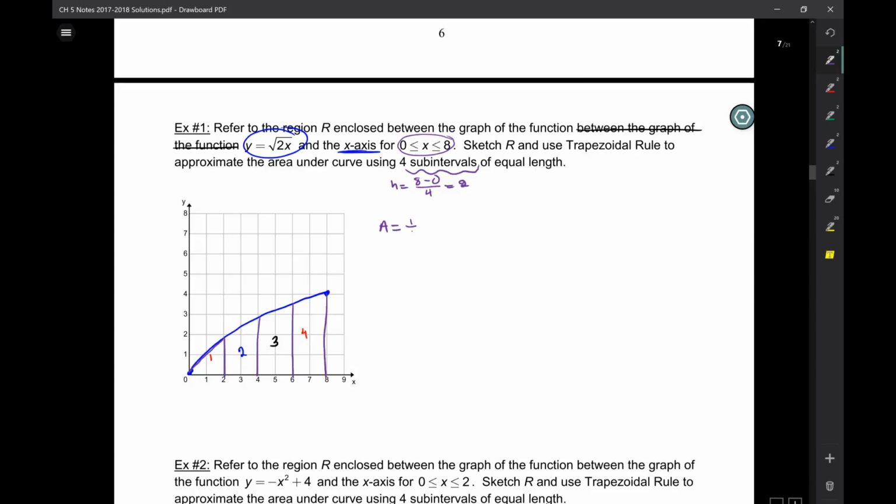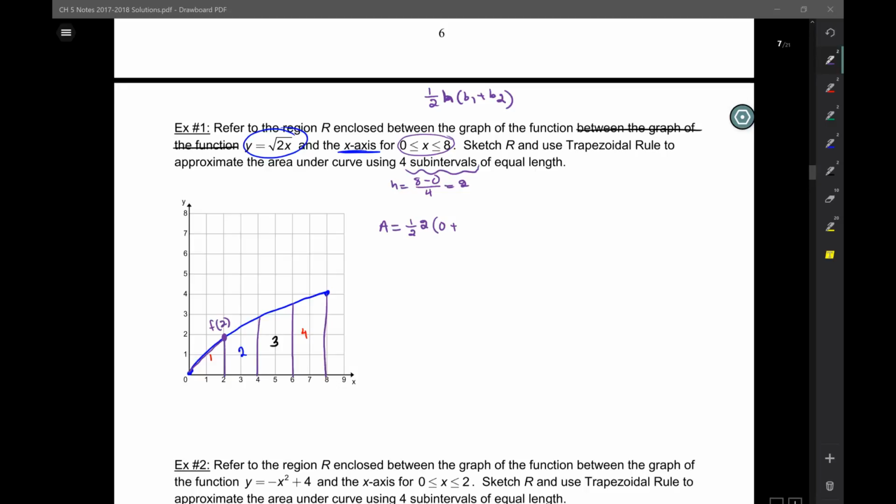It's going to be half times 2 times what? 0. Base 1, which is 0, plus base 2. How much is base 2? So base 2 here is f of 2. It's half because it's half times height, base 1 plus base 2. Half is from the formula. Half times height, base 1 plus base 2. So how much is base 2 right here? It's f of 2, which is the square root of 2 times 2, 2.